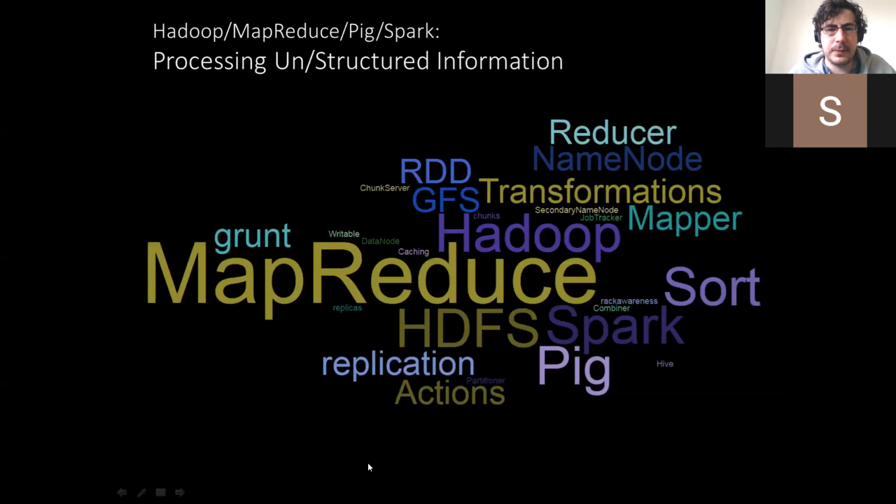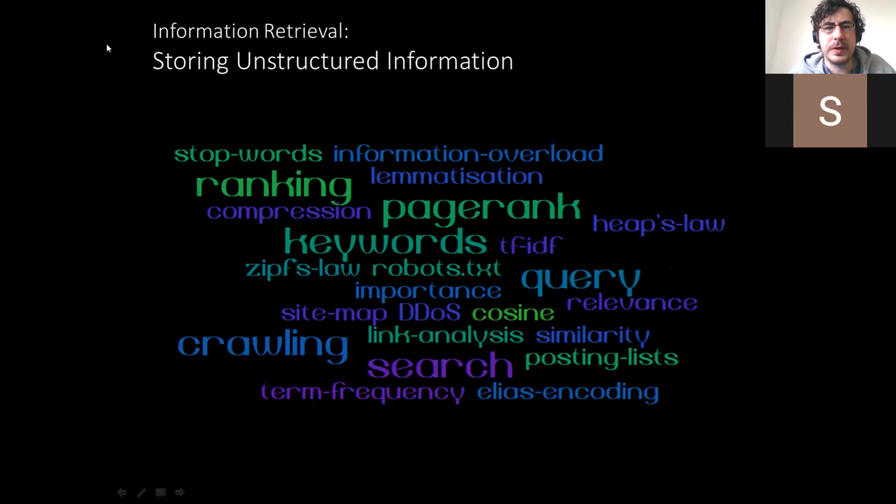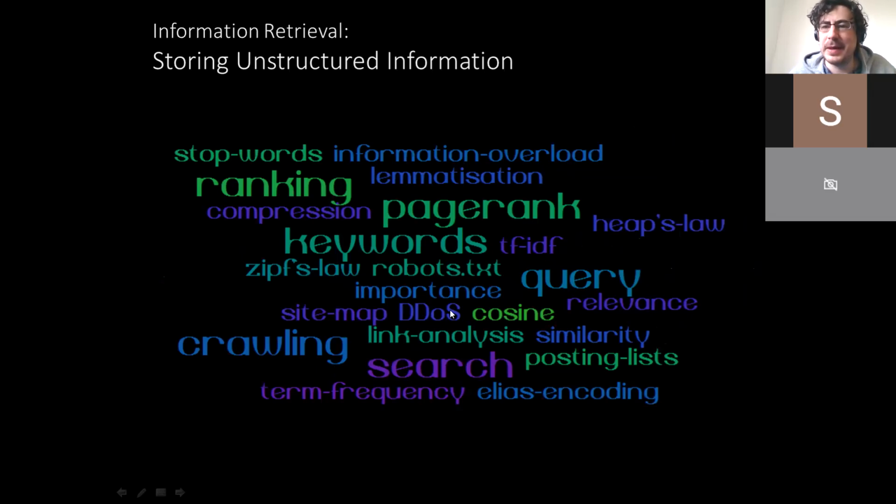The overall idea is that we've spoken about processing structured and unstructured data in a distributed setting using MapReduce, Pig, and Spark, and Hadoop, and so forth. We've also spoken about storing and indexing unstructured information in terms of text, using Elasticsearch and Lucene to provide indexes over text documents.